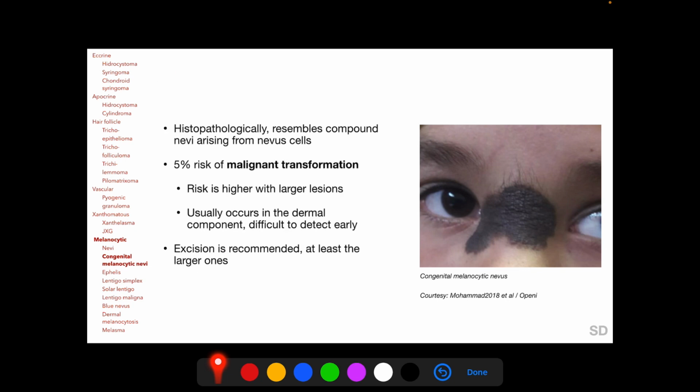Histopathologically, congenital melanocytic nevi resemble compound nevus arising from nevus cells, and they have a 5% risk of malignant transformation, with the risk being higher for larger lesions. The malignant transformation usually occurs in the dermal component of the lesion and so is difficult to detect early. Excision of congenital melanocytic nevi is recommended, at least the larger ones.